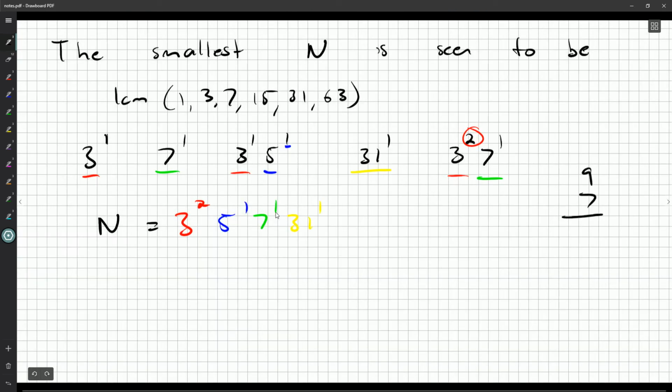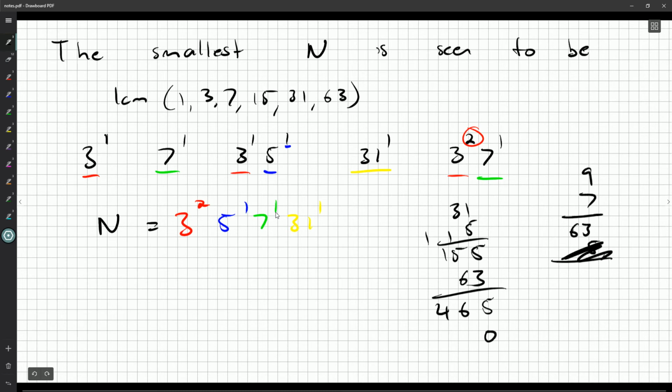So 9 times 7 is 63 times 5. Well, let's do 31 times 5, 155. Times 63. 5, carry the 1, 6 to the 1, 4. And 0. 6 times 5 is 30. Carry the 3, 33. 9. So 5, 6, 7, 9. So the smallest n can be is 9765.